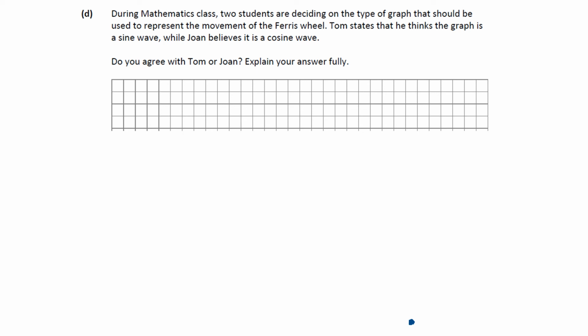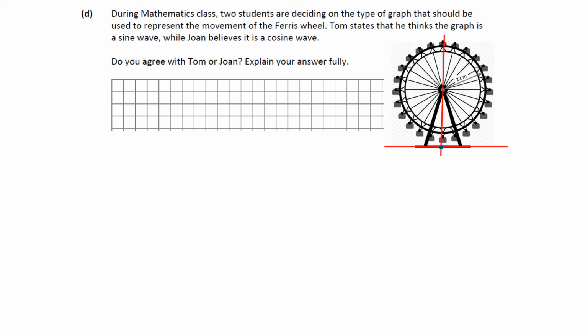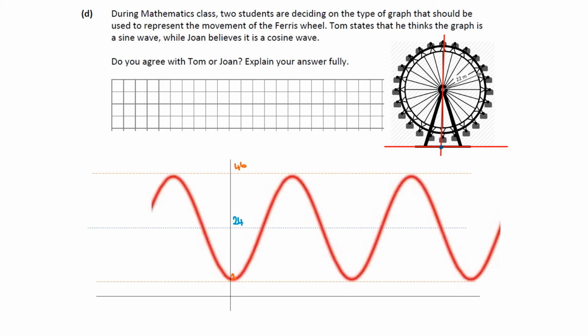So the best thing to do here is to do some kind of sketch. So here is my Ferris wheel, here is my X and my Y axis. They told me that my Y axis is representing the height and the other is representing time. So when time is 0, we're starting at the bottom and we're moving up, up, up. So here is my starting point. So what I get is something that looks like this. So it starts at 2 and it goes up, down, up, down, up, down.